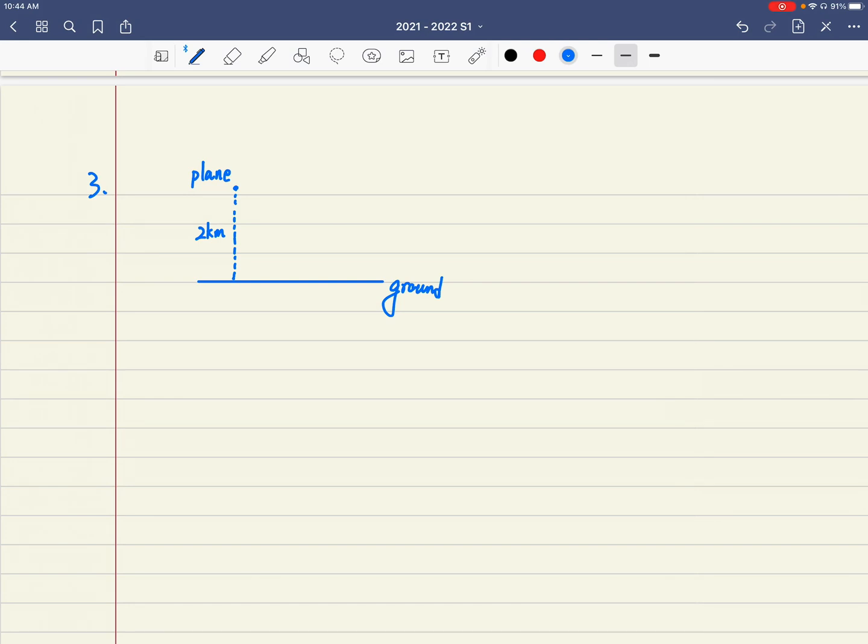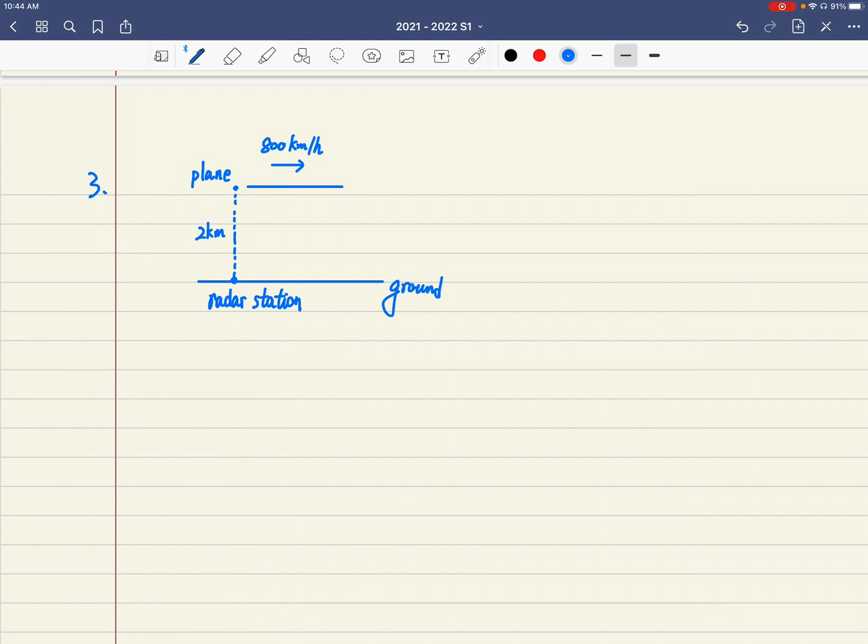And it's flying at a speed of 800 kilometers per hour, and it's flying horizontally. So its speed is 800 kilometers per hour. Right, and it's flying directly over a radar station. So initially, it is right above a radar station.